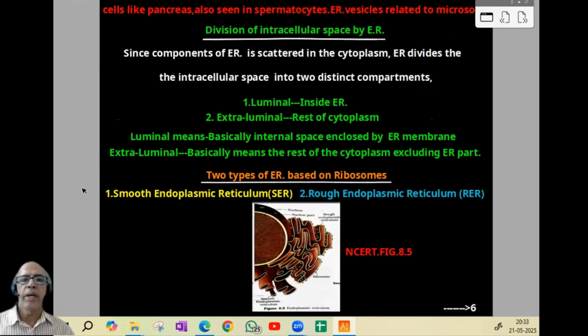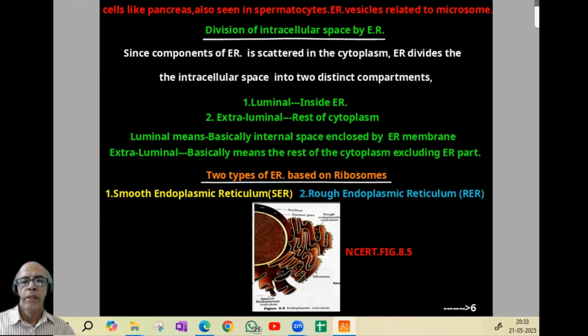Now the division made by the endoplasmic reticulum. See, in the intracellular space, the ER makes 2 parts. Since the components of the ER are scattered in the cytoplasm, the ER divides the intracellular space into 2 distinct compartments. One is luminal. Luminal means inside the endoplasmic reticulum. The other is extraluminal, that is the rest of the cytoplasm. Luminal means basically the internal space enclosed by the ER membrane, while extraluminal basically means the rest of the cytoplasm excluding the ER part.